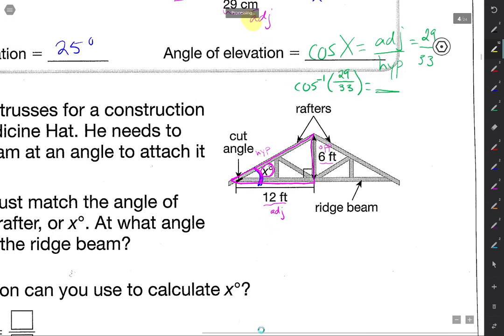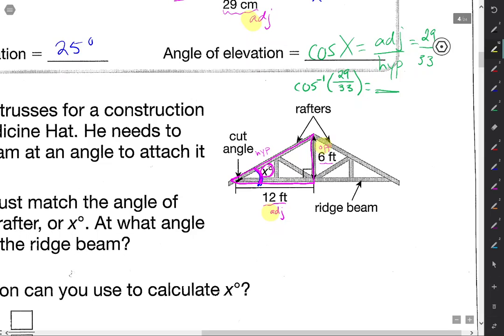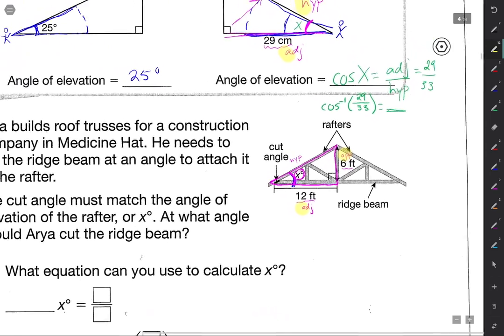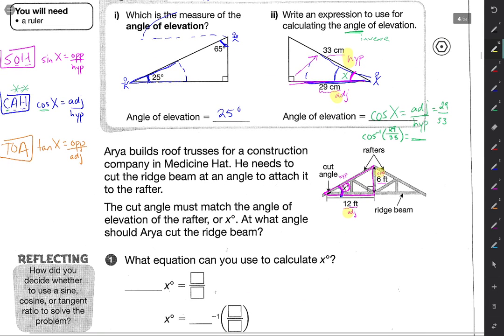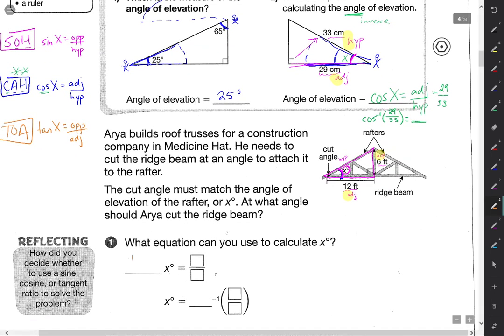So they gave us the adjacent side and the opposite side. We need to see out of SOHCAHTOA which one uses O and A, for opposite and adjacent. Well, that would be the TOA, or the tan equation. So in order to solve this problem, we say the tan of x degrees is equal to the opposite number over the adjacent number. The opposite number is 6, so we put that here, and then the adjacent is 12. So the tan of x is equal to 6 over 12.